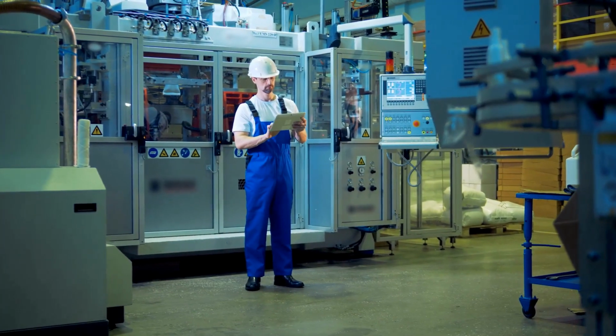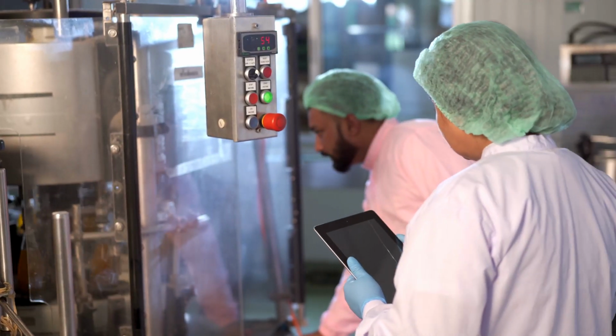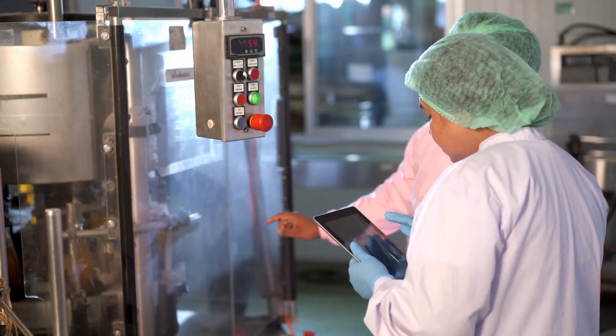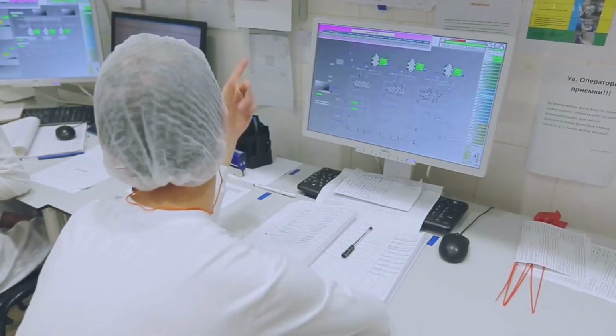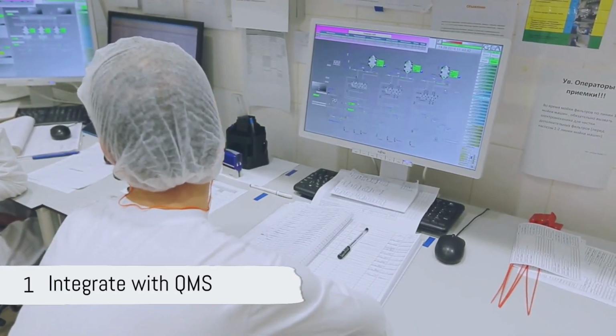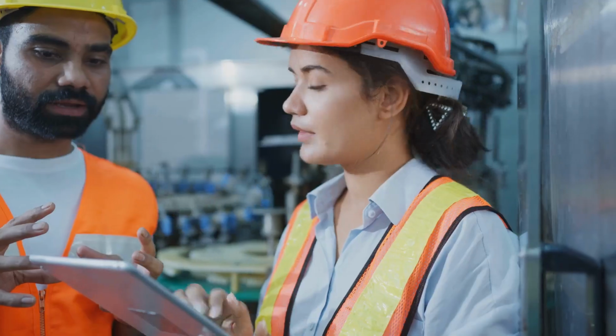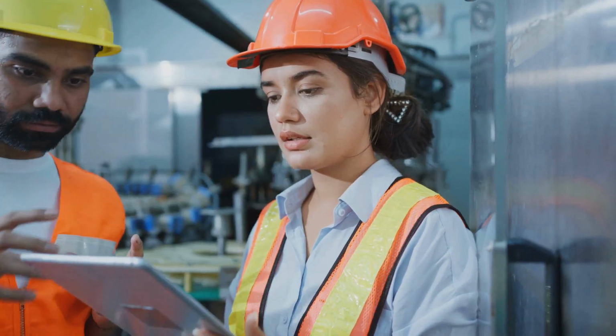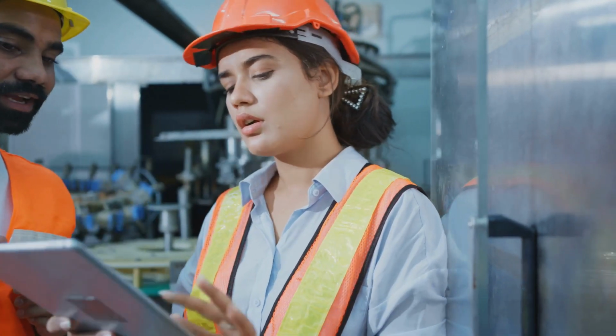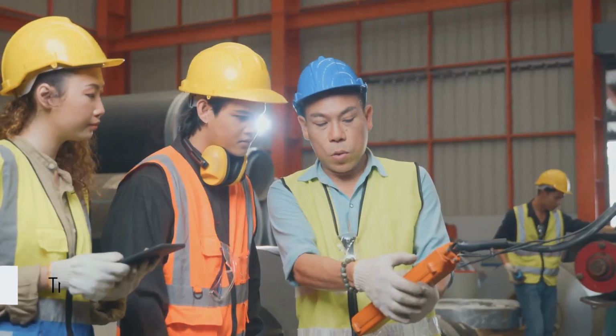Creating a control plan is only half the battle. The real impact comes from effective implementation into your QMS. Here's how to do it right. 1. Integrate with existing documentation. Link the control plan to work instructions, inspection checklists, and standard operating procedures. Don't make it a standalone document that gets forgotten in a folder.